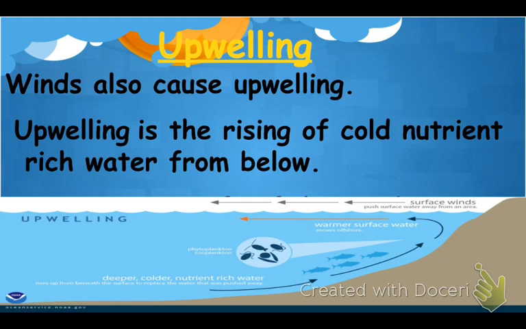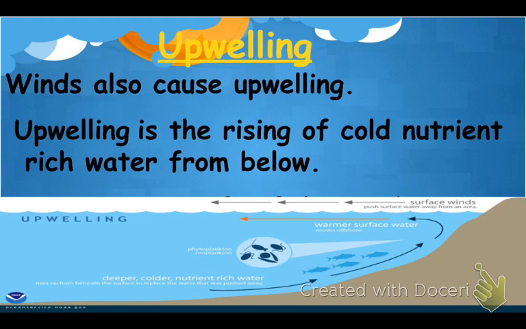So this is not a convection current, because in convection, warm water is being forced up. But in this case, the water's not rising because of density. The water's rising because the wind is basically stirring up that water. So the wind blows and moves that top layer away, and that bottom cold, dense water takes its place. And that dense, cold water actually has a ton of nutrients in it.